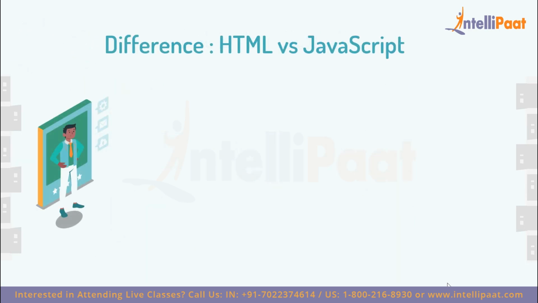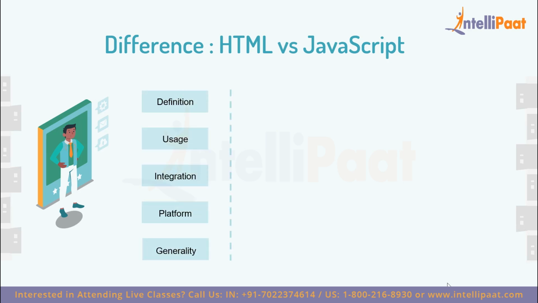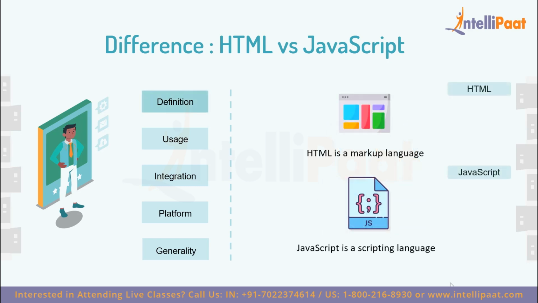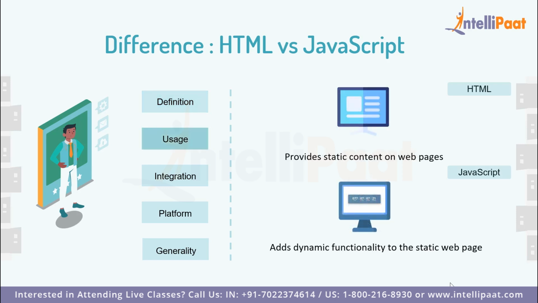Now let us move on to the next agenda point, that is the objective of this video, HTML versus JavaScript and the actual differences between HTML and JavaScript. Starting off, the very first difference between HTML and JavaScript is the definition. HTML is a markup language, we already saw. HTML stands for hypertext markup language, whereas JavaScript is a scripting language. HTML handles the front end of the website, whereas JavaScript handles both front end as well as back end of the website.